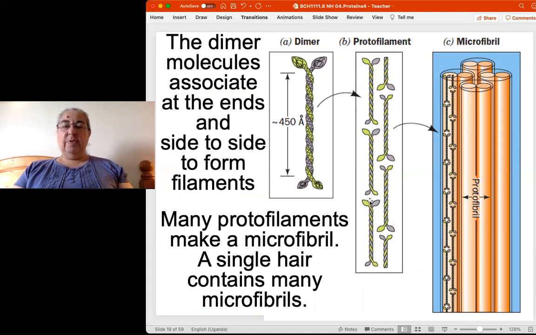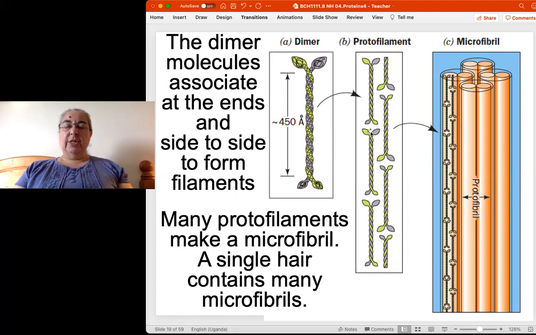And here we've got one line lined up in this way. We've got interactions between the head of one and the tail of the next. And the next filament is going in the opposite direction with interactions between its head and its tail. And you can see in this diagram how these structures fit into a protofibril.